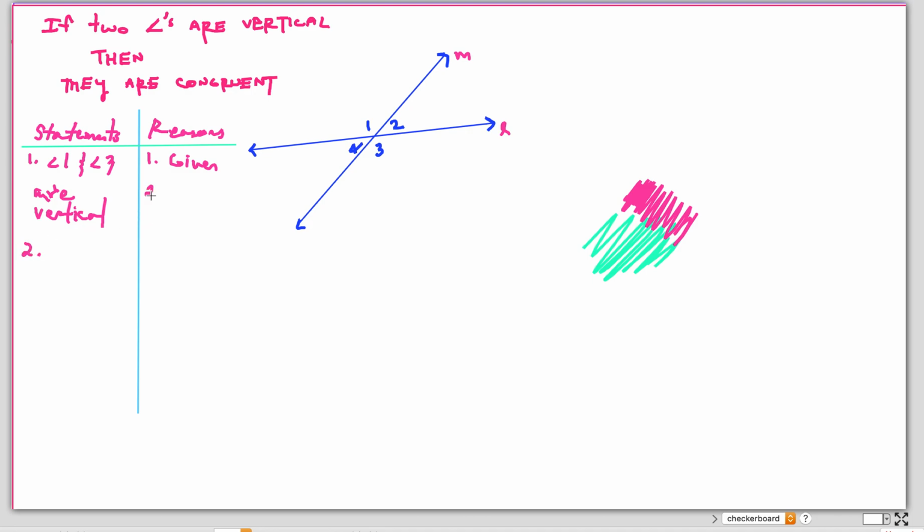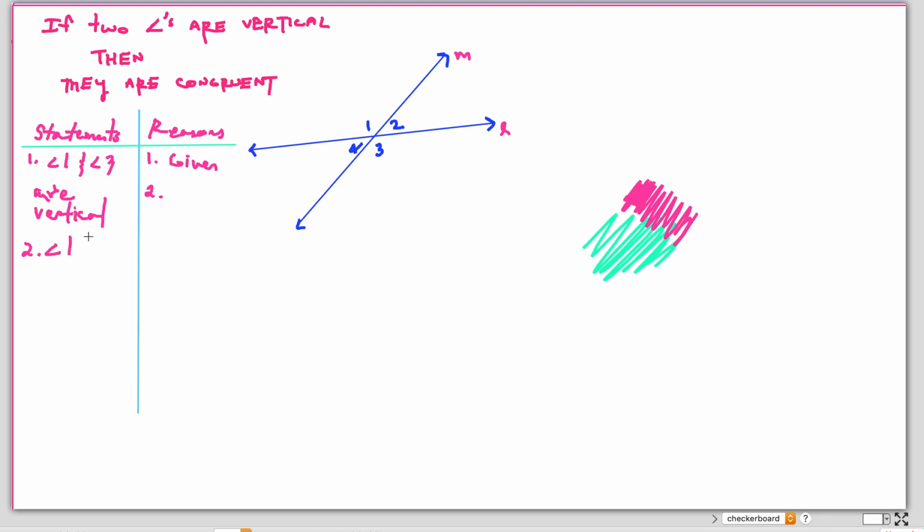And what we should see here is that 1 and 2 are supplementary. Why are they supplementary though? Well, they form a straight line. Okay, so you could just write that angle 1 and angle 2 are supplementary, but also angle 3 and angle 2 are supplementary for the same reason. They both, that 3 and 2 form line M, and 1 and 2 form line L. Right? So since they form that straight line, 1 and 2 are supplementary.